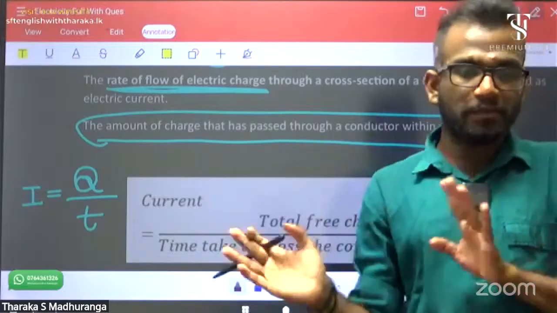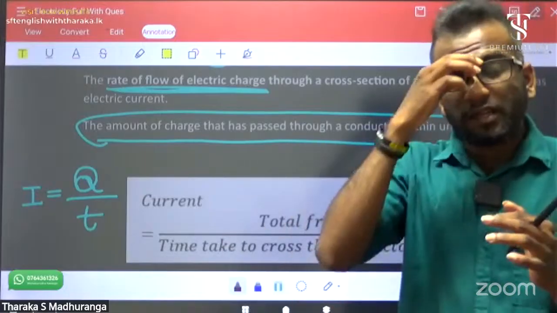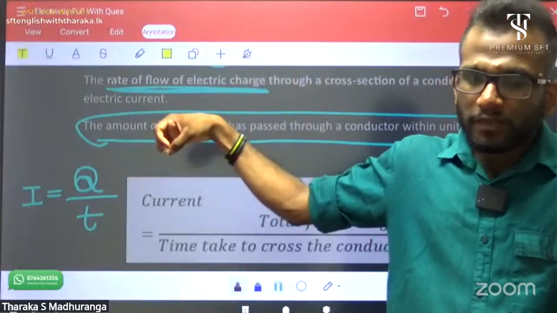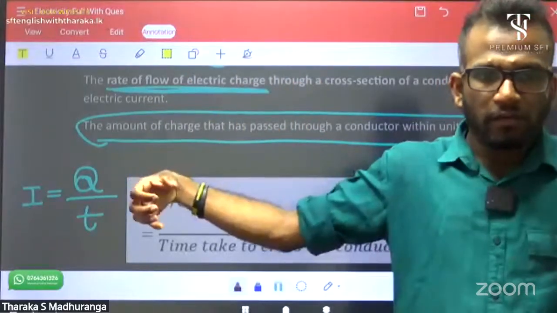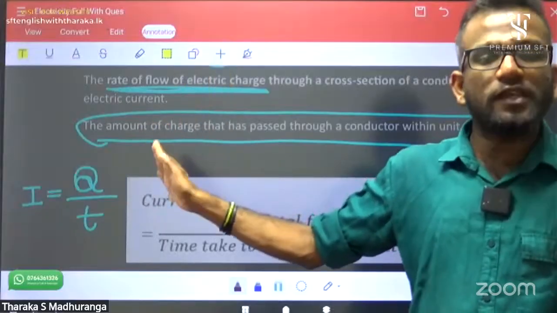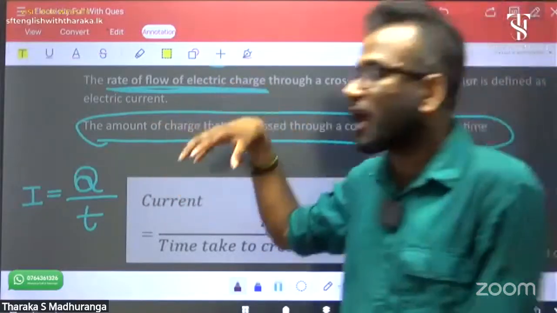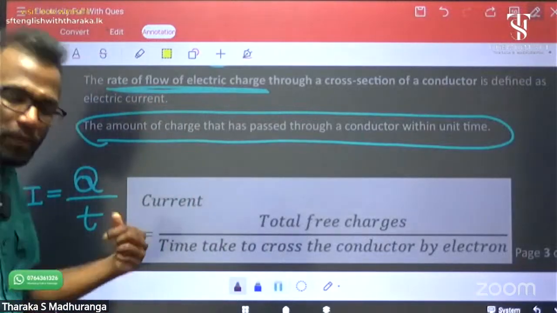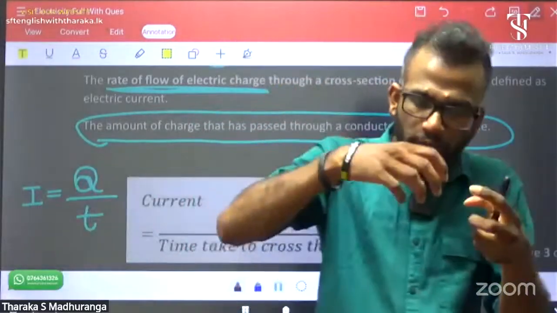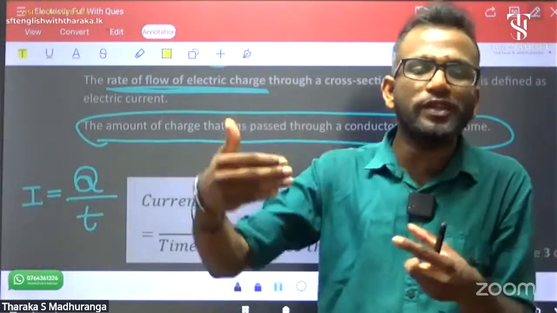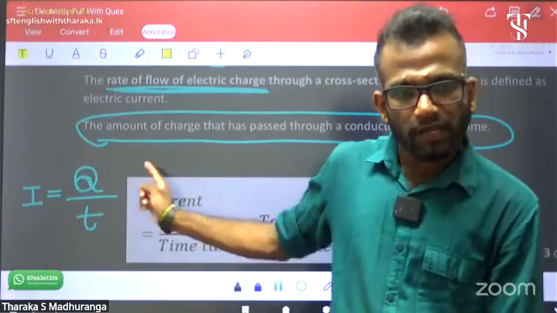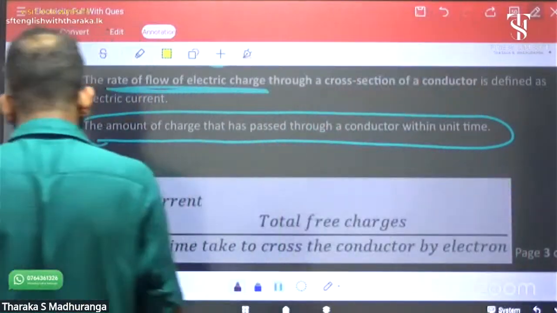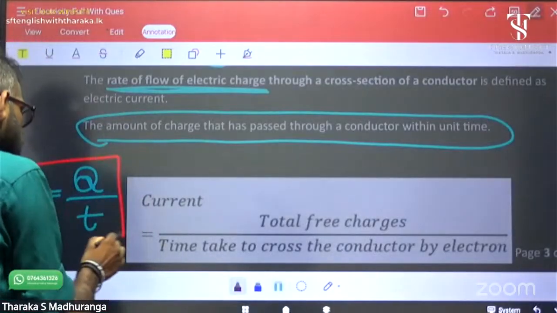Don't be misled by the heat lesson. In the heat lesson, Q means quantity of heat. But in electricity, Q means the amount of charge. The current equals the amount of charge divided by time, the amount of charge flowing through any cross section in a unit time. We calculate it by dividing by time. I equals Q over T.